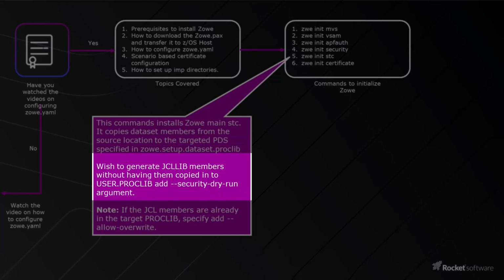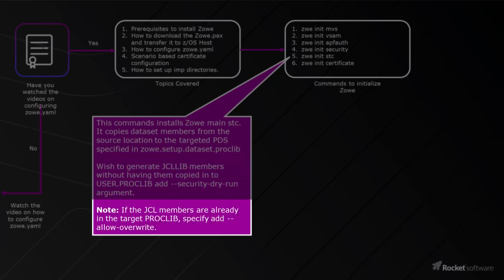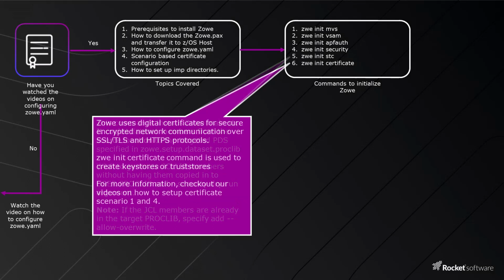If you wish to just generate the JCL lib members without having them copied to user.proclib, add the --security-dry-run argument. Note, if the JCL members are already in the target proclib, add --allow-overwrite. The next command is zwe init certificate -c, followed by the path of your zowe.yaml file.